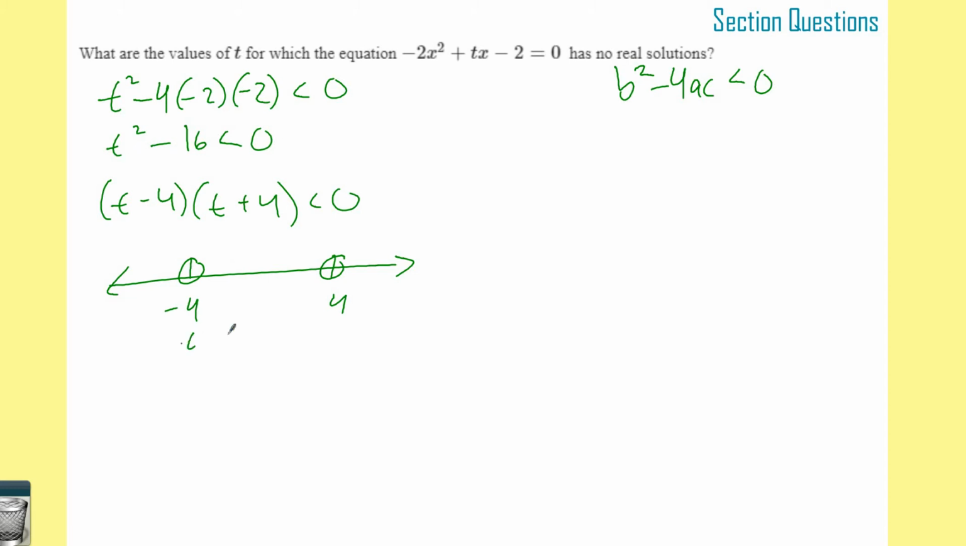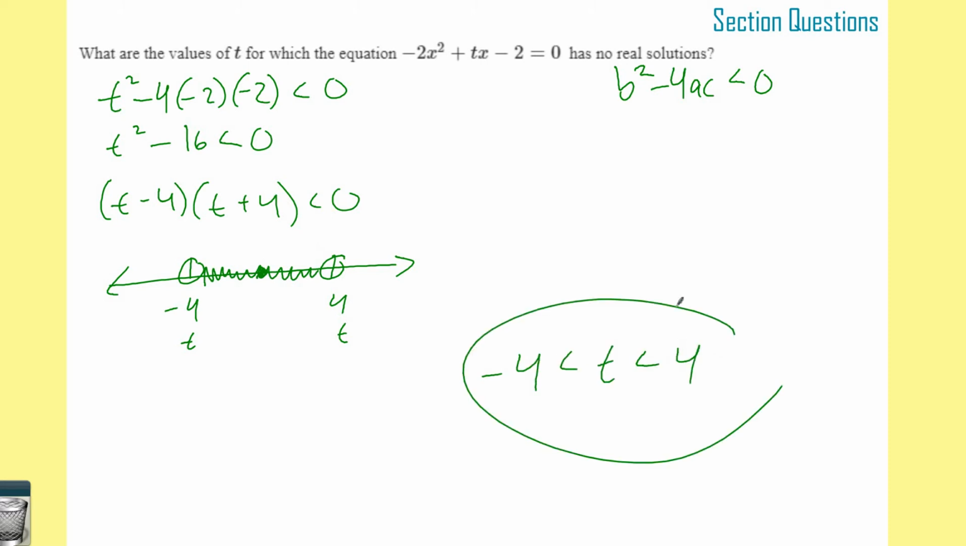This is t, this is t. So 0 is going to work. 1, 3, those are all going to work. But if I plug in 5, then suddenly I'm too large. So it's all these numbers. So the values of t for which the equation has no real solutions must be between negative 4 and 4. All right.